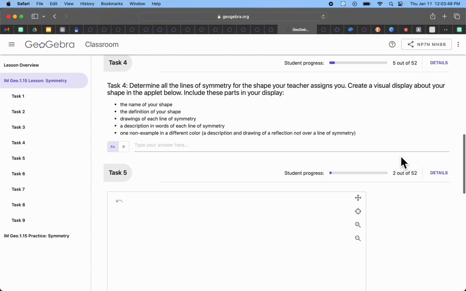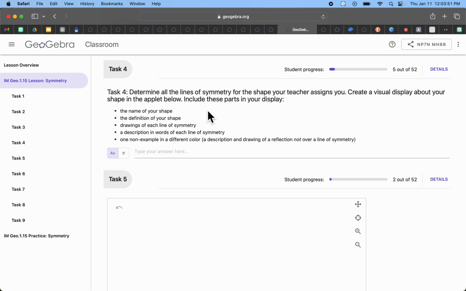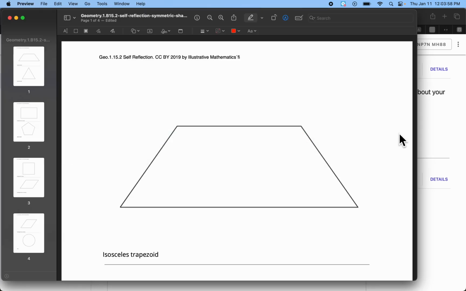Next, task 4, determine all the lines of symmetry for the shape your teacher assigns you. Okay, this is where I gave you guys this sheet here, and it's got a bunch of different shapes on it. Okay, so we're going to try and find a line of reflection that causes the shape to land back on itself. Okay, so looking at this shape, where would a line be that would allow this to reflect back onto itself, right?